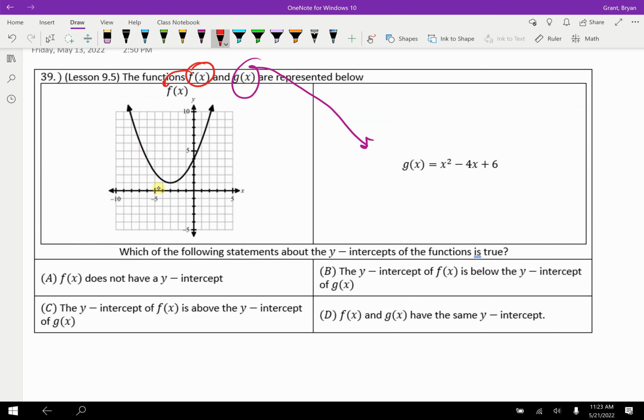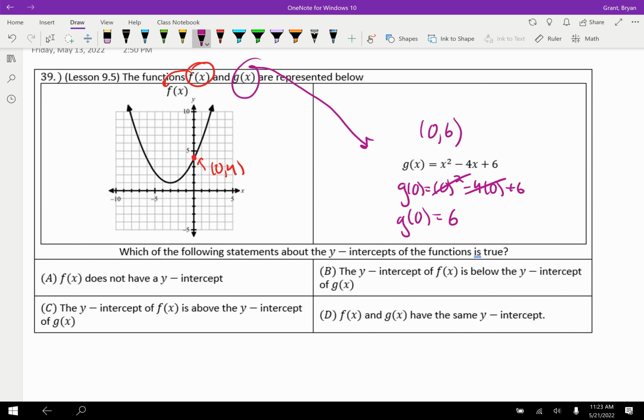Our y-intercept for f of x we can visually see. That is the point (0, 4). To find the y-intercept for g of x, we know by now we just replace our x's with 0. And you might even realize that when we do that, the zeros just leave us with positive 6. So this guy is (0, 6).